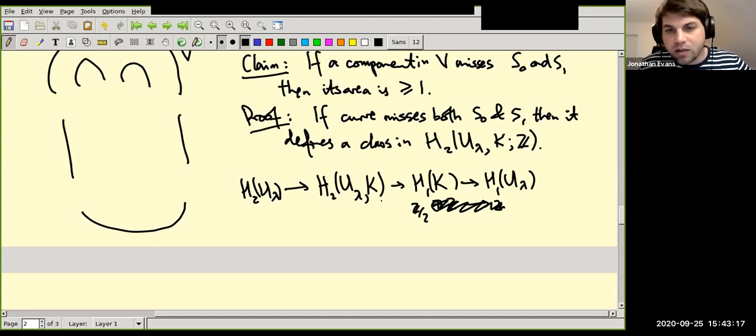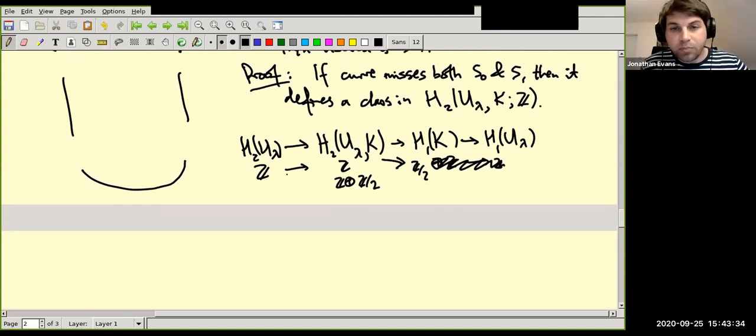Okay, but then that's saying that this map here, from Z to something to Z mod 2, is either going to be Z, or it's going to be Z plus Z mod 2 in the middle. And the symplectic area of the non-trivial thing here is going to be either the same as the area of this guy or half the area of this guy.